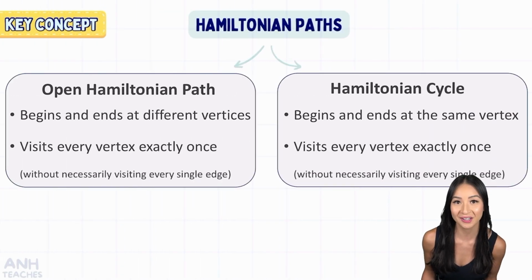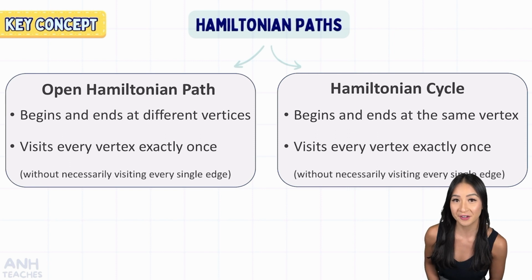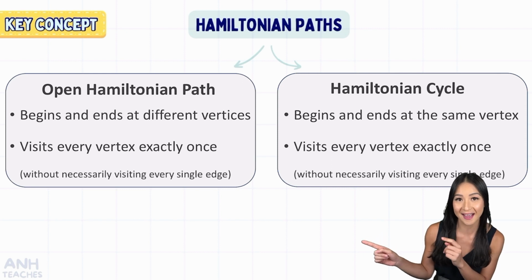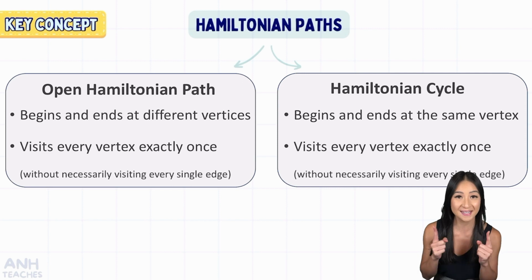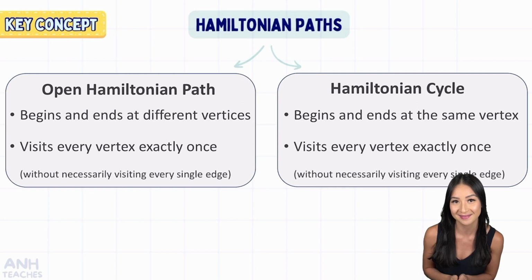Okay, now similar to Eulerian trails, which encompass both semi-Eulerian trails and Eulerian circuits, when we refer to Hamiltonian paths, that includes both an open Hamiltonian path and a Hamiltonian cycle. So an open Hamiltonian path begins and ends at different vertices and visits every single vertex. Now, when this happens, it doesn't need to visit every single edge, it just needs to visit every single vertex. A Hamiltonian cycle is basically the same except that it begins and ends at the same vertex.